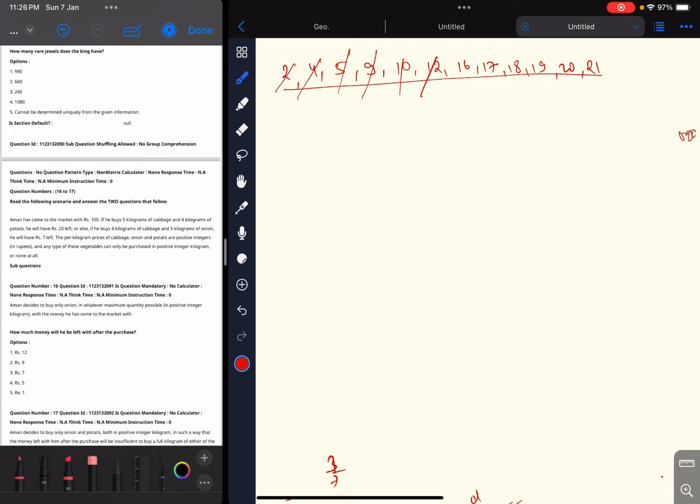So Oman has gone to the market with 100 rupees. Let the price of cabbage be x, potato be y, and onion be z. If he buys 5 kg cabbage, 5x plus 4y, he will have 20 rupees left. Totally he had 100, 20 left means it is equal to 80. Another case, if he buys 4 kg cabbage, 4x plus 5 onions, 5z, he will have 7 left, so 100 minus 7 is 93.